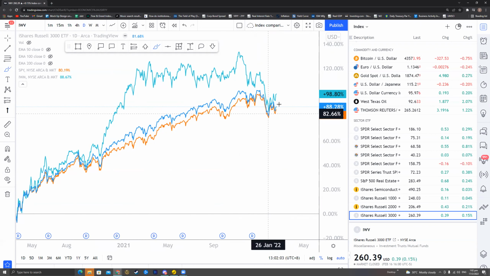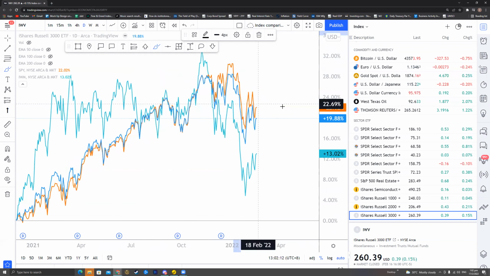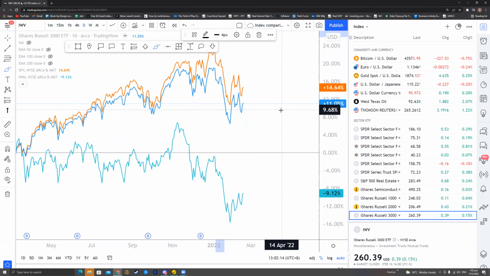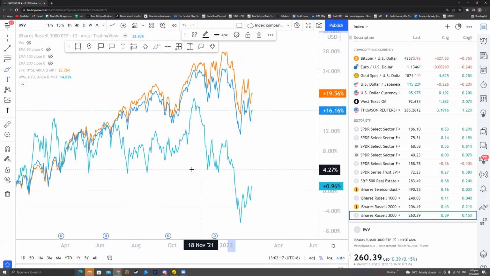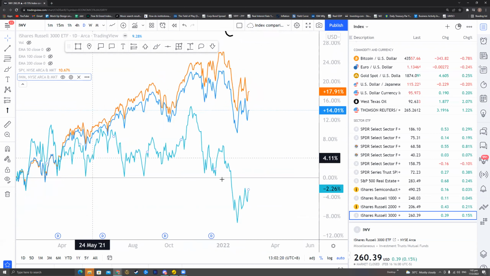And what you will notice also is that during this recovery, it does seem like the recovery is much stronger in the Russell 2000, which is this teal color, compared to the S&P and the 3000. So let me move this further. If we go to the beginning of 2021, you can see that both the S&P 500 and Russell 3000 severely outperform the Russell 2000.